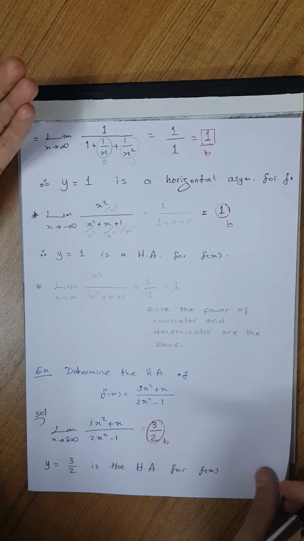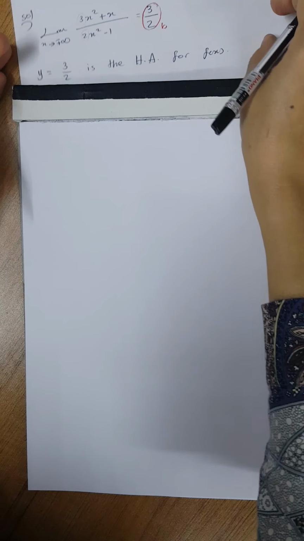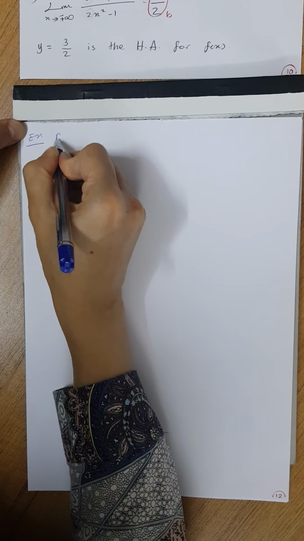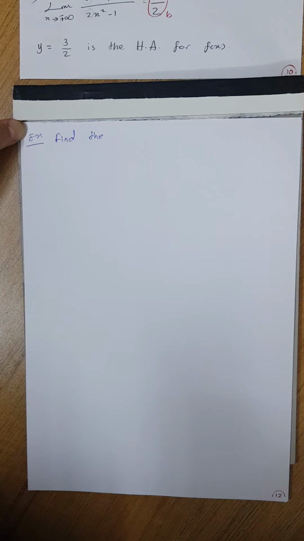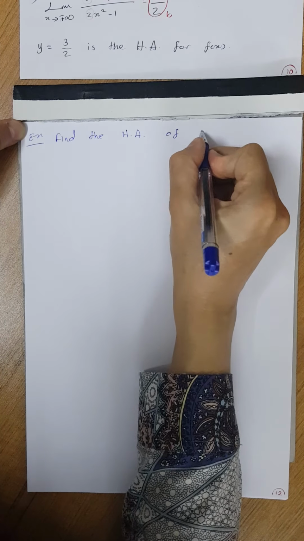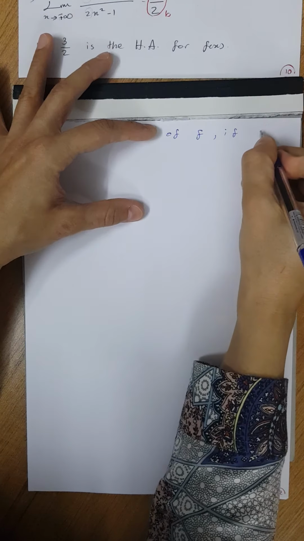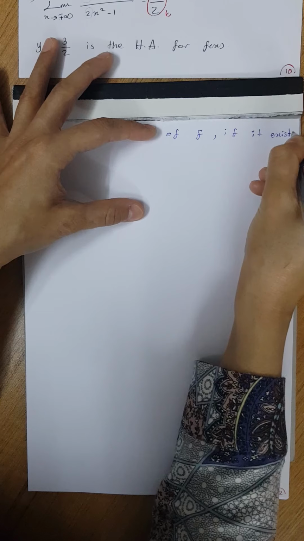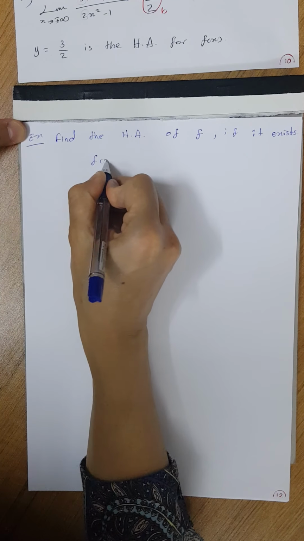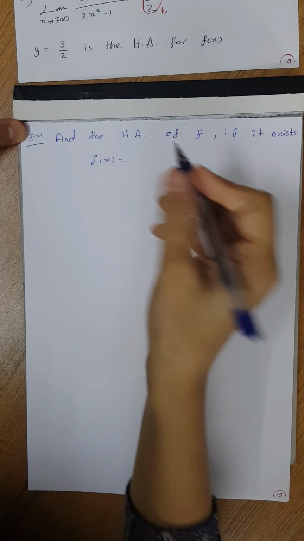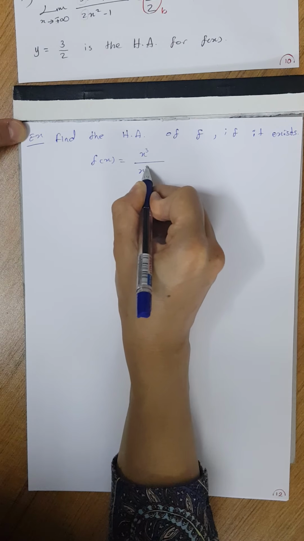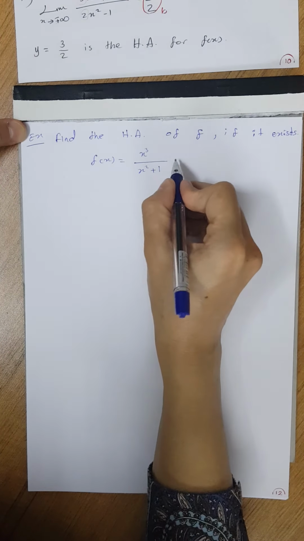I'll give you another example. Again, find the horizontal asymptote of f, if it exists, because we may not find any horizontal asymptotes. f of x is given to us as, for example, x to the power of 3 over x squared plus 1.